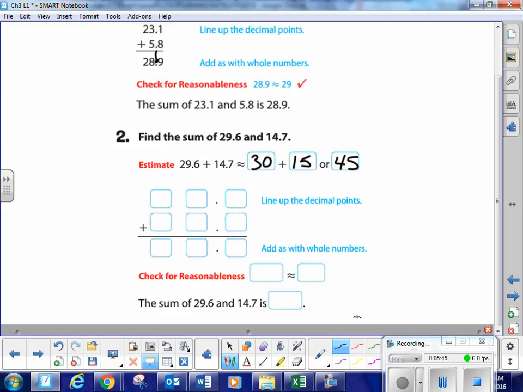All right, we are going to line up the decimal points. Say it with me. We are going to line up the decimal points. Okay, 29.6 plus 14.7. All right, 6 plus 7 is 13. 3, carry the 1. 9 plus 1 is 10, plus 4 is 14. Carry the 1. 2 plus 1 is 3, plus 1 is 4. Okay, you come up with 44.3. All right, and that is reasonable to 45.